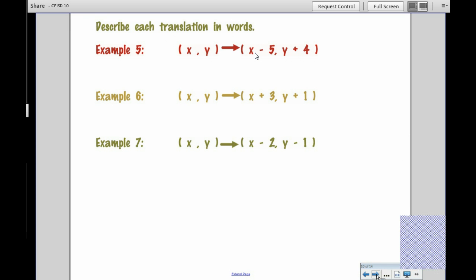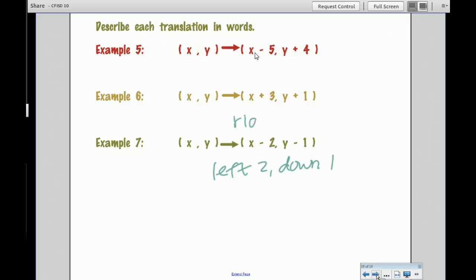Johnny, left 2, down 1. Perfect. Left 2, down 1. What do we got? Carson, right 3, up 1. Yes. And Minjung, left 5 and up 4. Yep. Okay.